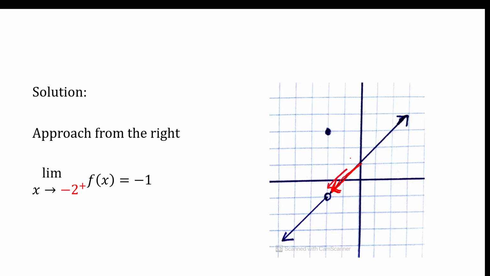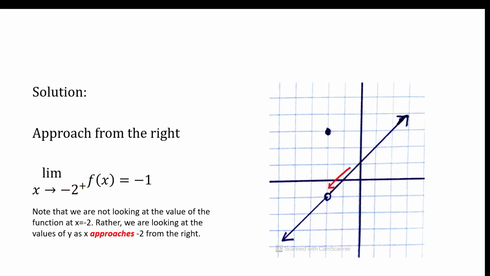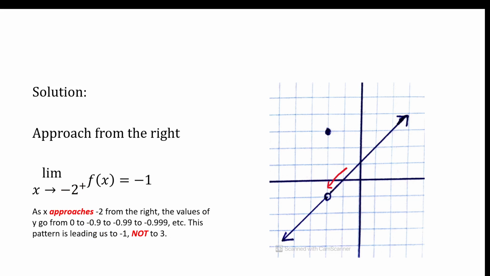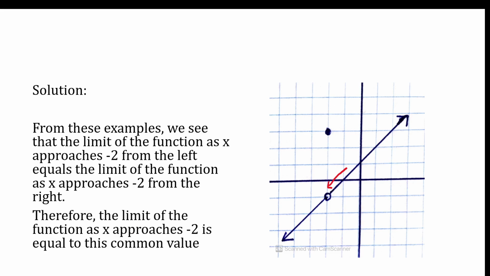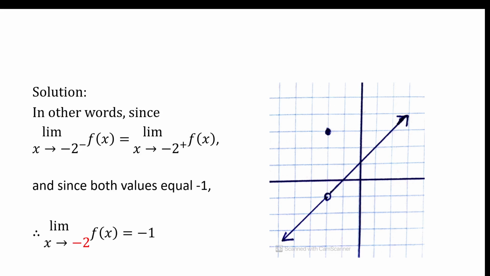Okay, so we're not looking at the value of the function at x equals -2, rather we're looking at the values of y as x approaches -2 from the right. As x approaches -2 from the right, we see that our values keep getting closer and closer to -1, not to 3. And from these examples, we see that the limit of the function as x approaches -2 from the left equals the limit of the function as x approaches -2 from the right. Therefore, the limit of the function as x approaches -2 is equal to that common value.